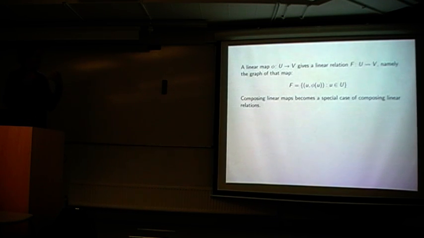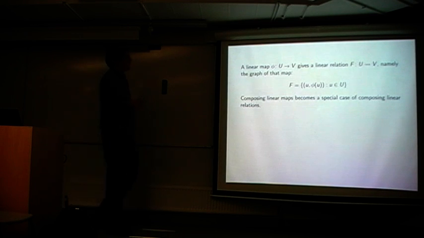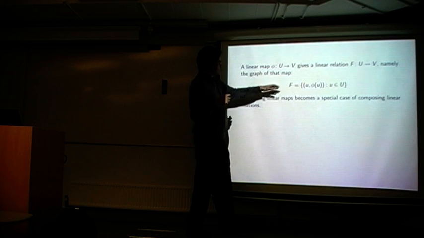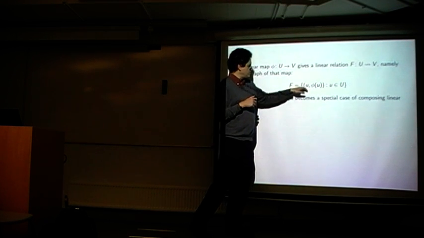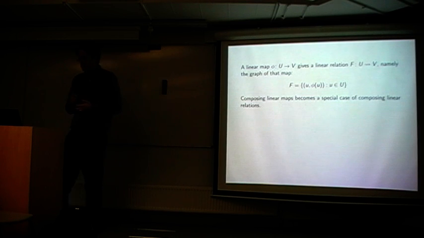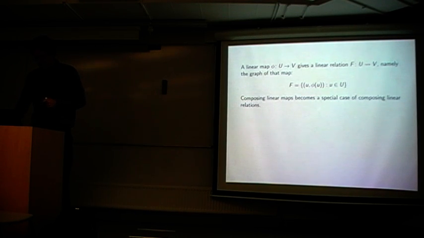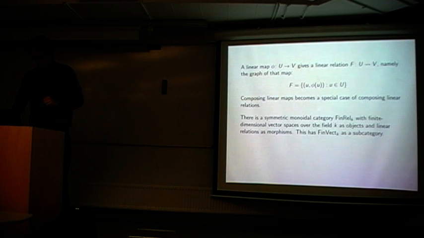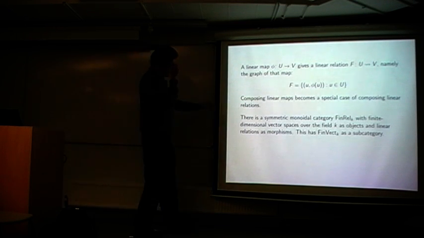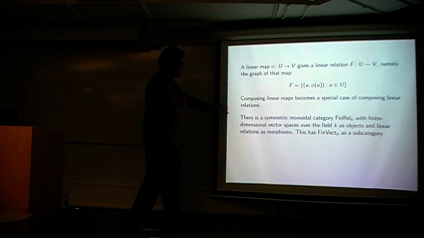So when you have a linear function or a linear map, if you want to show off, it's a special case, namely the graph of that map, the set of pairs u comma phi of u. And then composing linear maps becomes a special case of composing linear relations. So we're taking our category of maps and embedding it in this larger category of relations, which I feel embarrassed mentioning because there's some people who have known this probably before I was even born, or certainly before I knew any math.